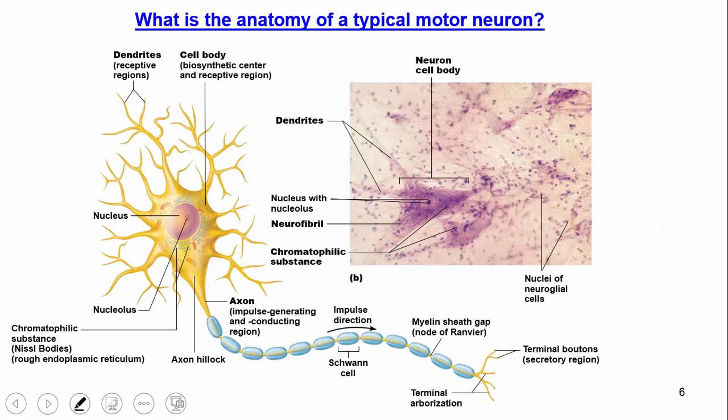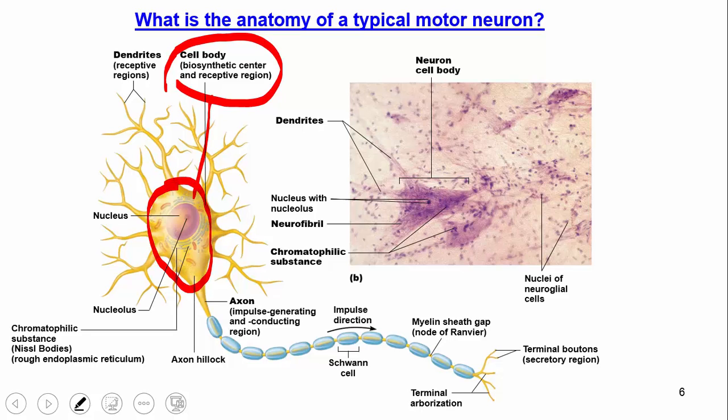Okay, so what's the anatomy of a typical motor neuron? There's a lot of different types of neurons we're going to talk about, but a typical motor one, what's the anatomy of it? Well, there's a few different parts we really want to note here, right? So the first part is something called the cell body. And the cell body is indicated right here by these circles I'm drawing, right? So these are sort of the cell bodies. And the cell body basically contains the nucleus, right?